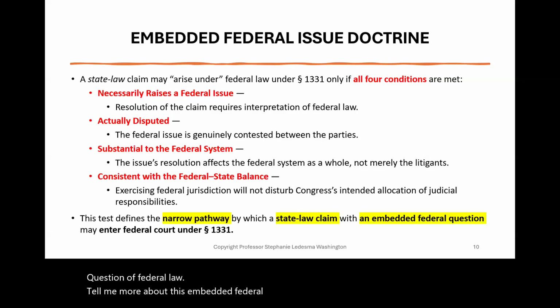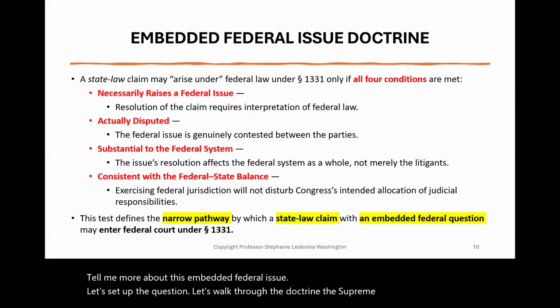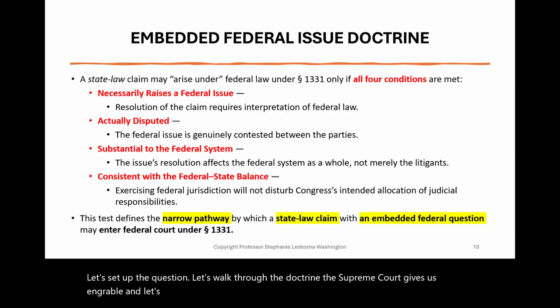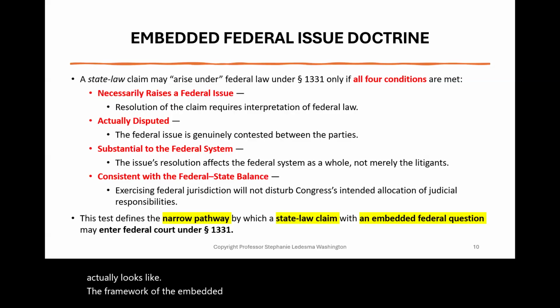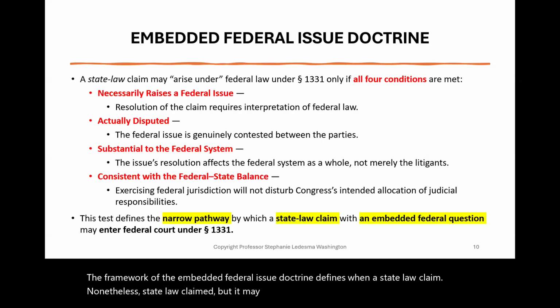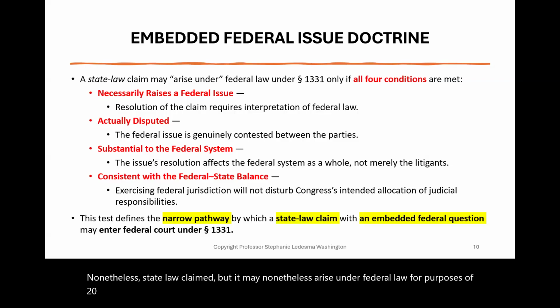Well, let's set up the question. Let's walk through the doctrine the Supreme Court gives us in Grable, and let's see if we can get a better understanding of what an embedded federal issue actually looks like. The framework of the embedded federal issue doctrine defines when a state law claim may, nonetheless, this is a state law claim, but it may, nonetheless, arise under federal law for purposes of 28 USC 1331.